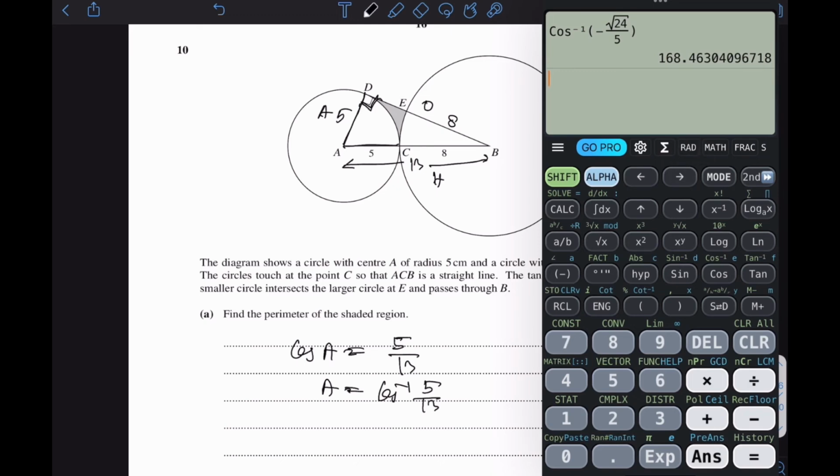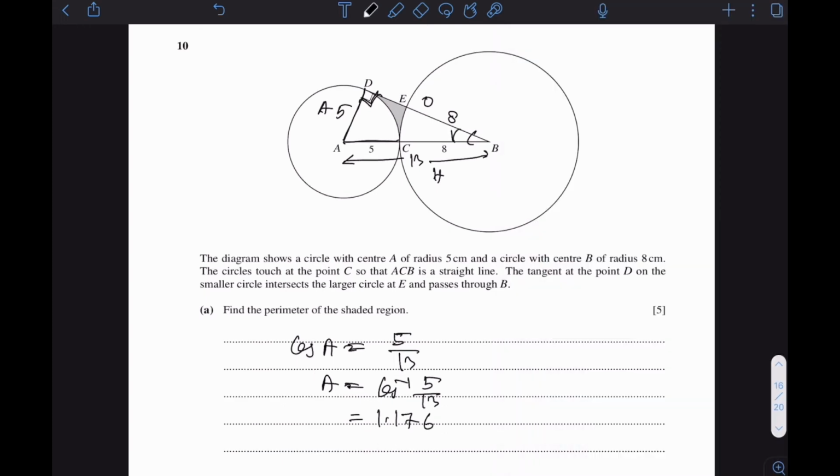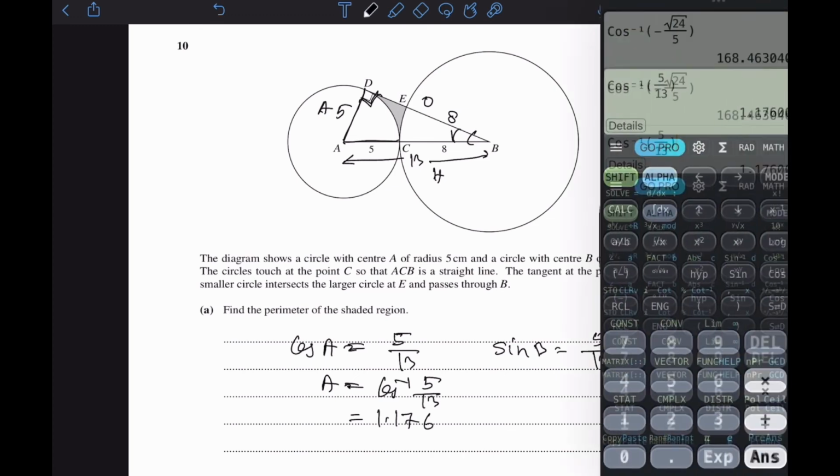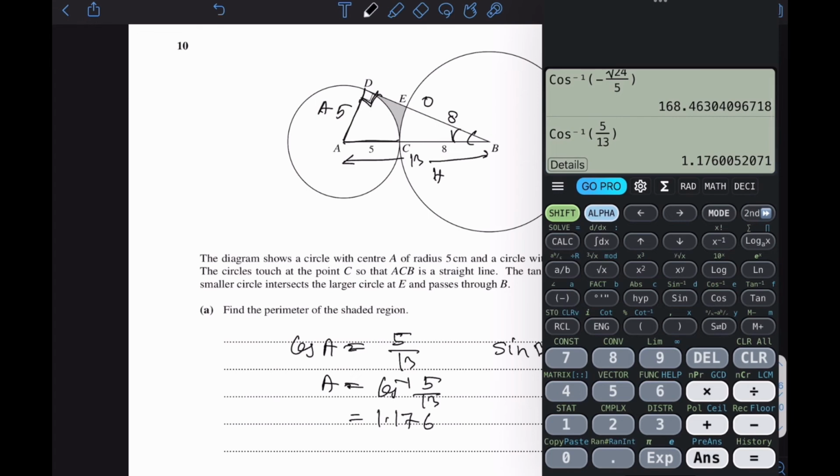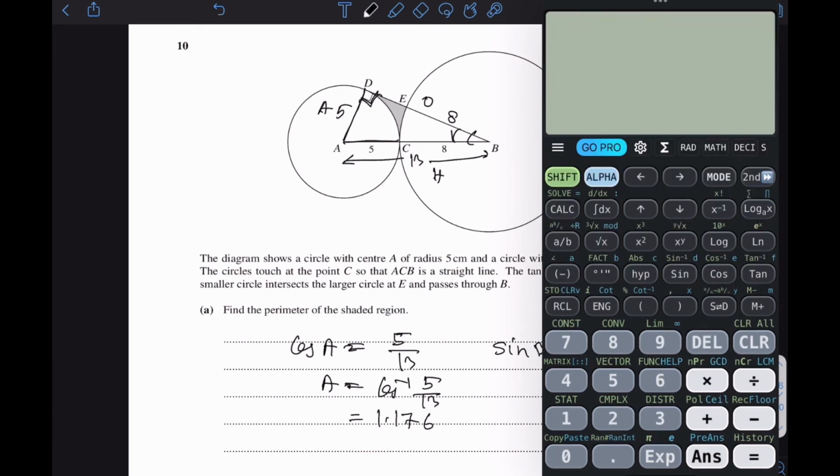Okay, so shift, you must change the mode to radian. 5 by 13, 1.176. Similarly, sine B equals 5 by 13. So same thing, shift sine 5 over 13.